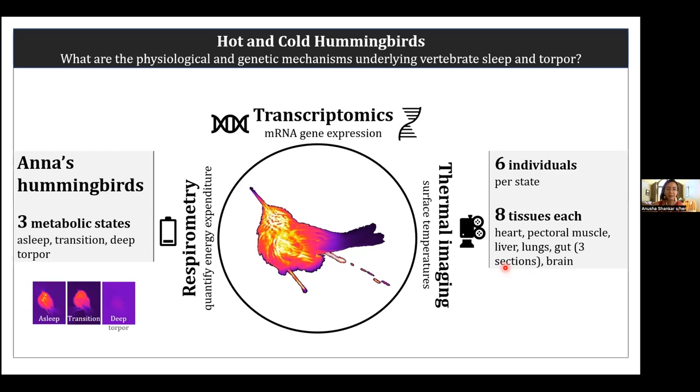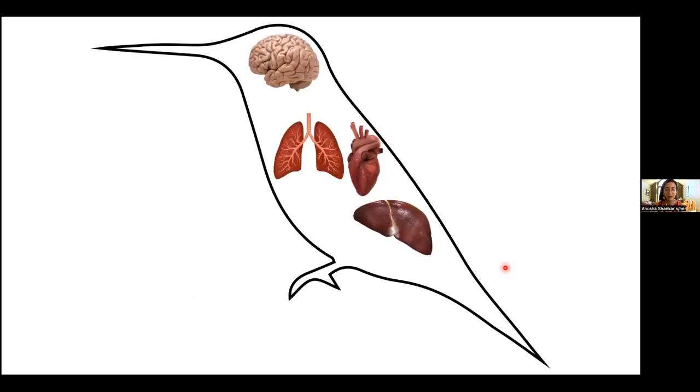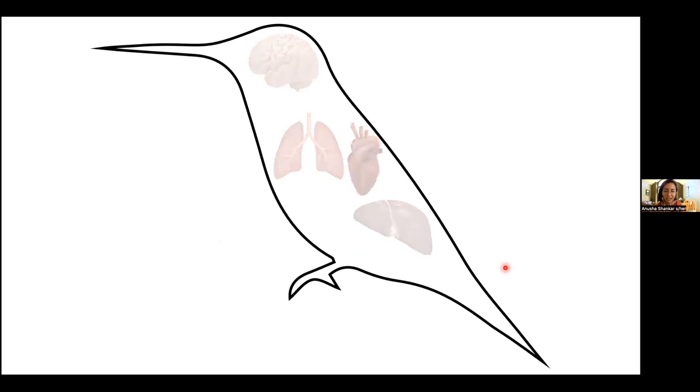So we have all of these data on each bird. And one interesting thing we noticed was that when we euthanized birds when they were asleep at a high body temperature, the heart would stop beating. But in torpor, the heart would keep beating for like 10 minutes. And so I think there's something about hypoxia tolerance and cold tolerance that's so interesting in these animals. The heart is beating really slowly, but it beats for a really long time, even once the bird is dead.